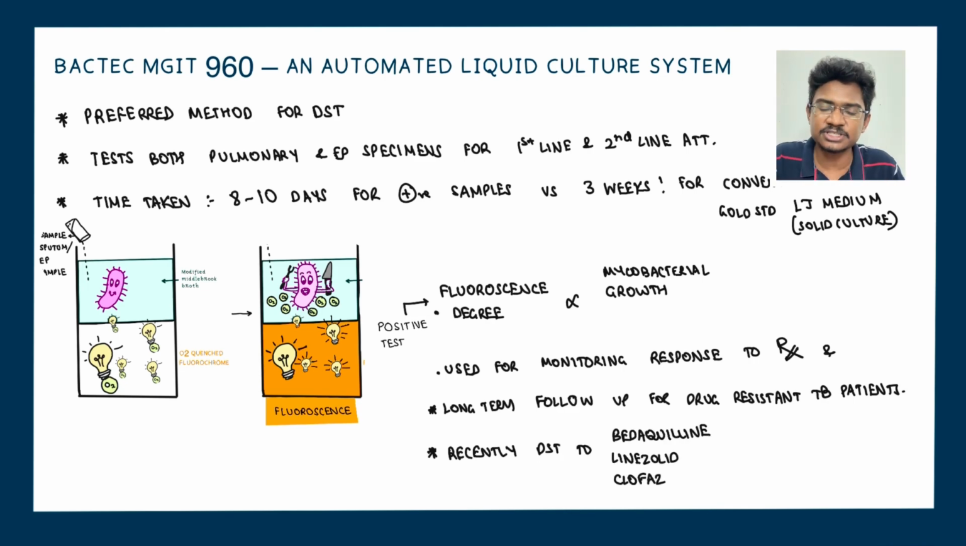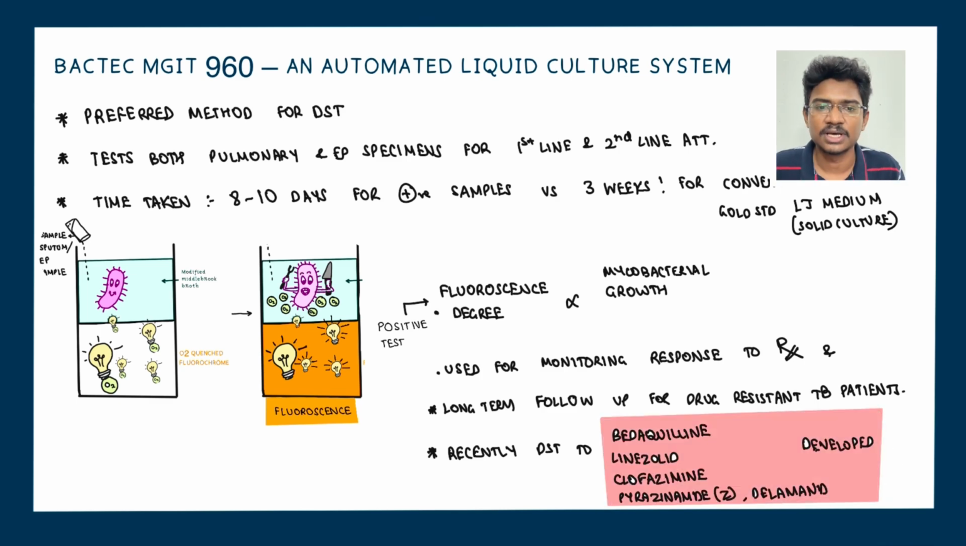After treating the drug-resistant patients, they will be called after 6 months, every 6 months, just to ensure that they are still out of this resistant mycobacterium. Recently, the most important thing, this susceptibility testing has been extended to the group A drugs like bedaquiline, linezolid, and group B drugs like clofazimine, pyrazinamide, and delamanid. All these have been developed. These drugs we will be discussing, don't worry.